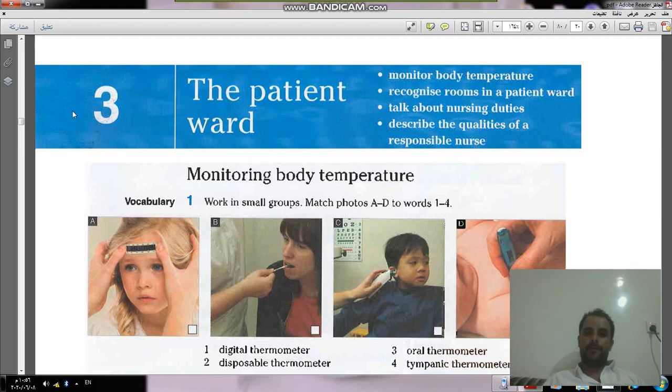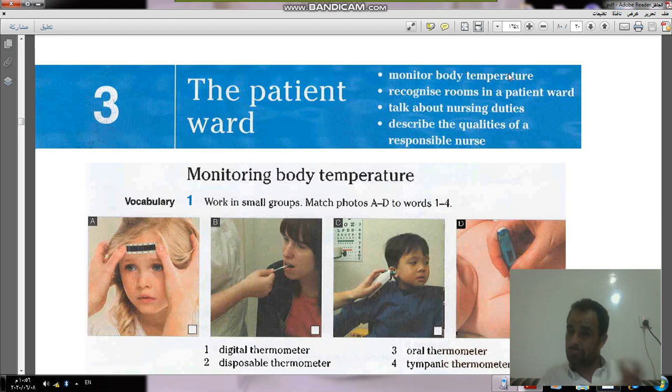Okay, Unit 3. The title is The Patient Ward. A patient means the sick person, and ward is the section or the department. We have objectives. Every unit has its objectives. If you know the objectives, you understand what the unit talks about. Look, number 1, monitor body temperature.